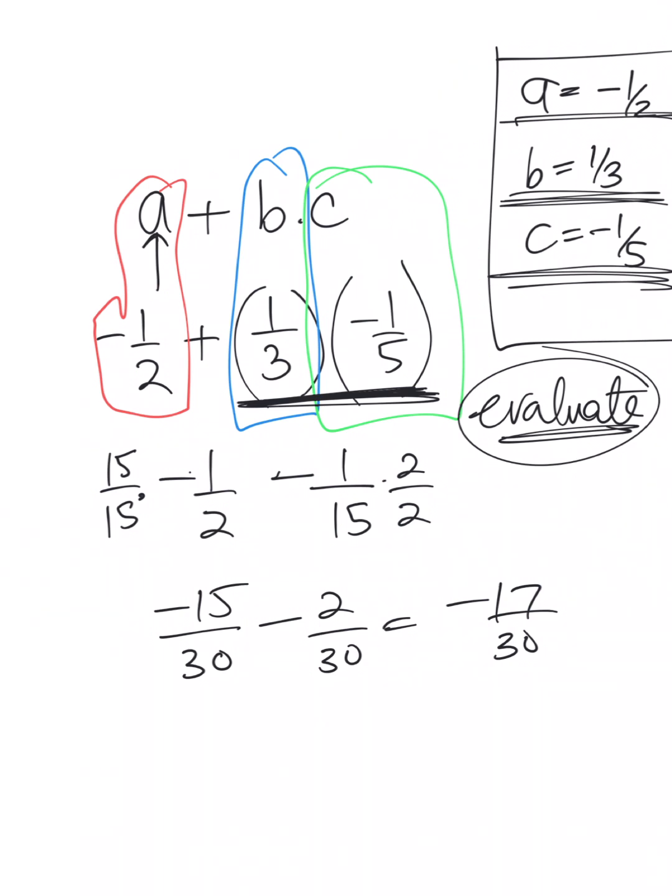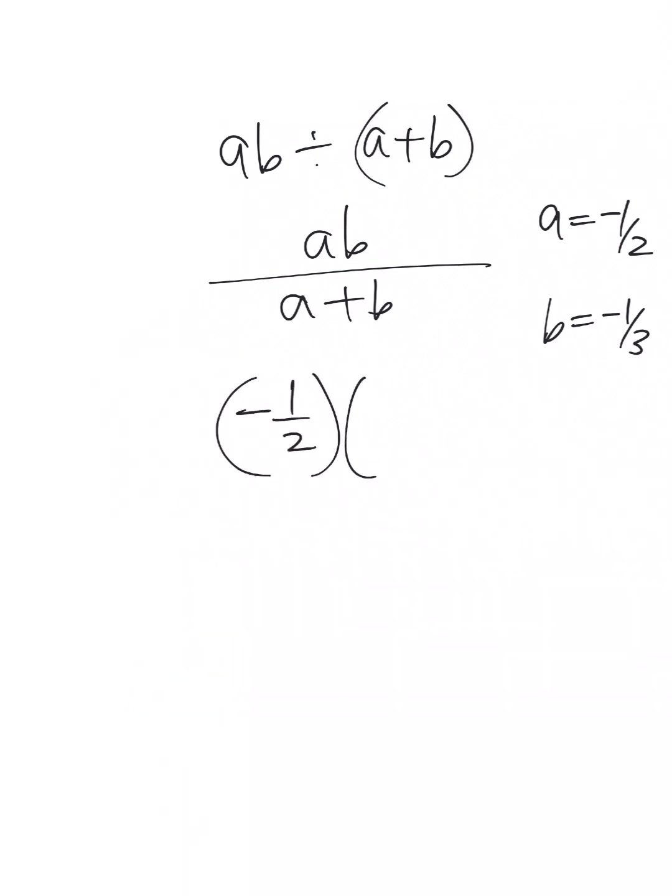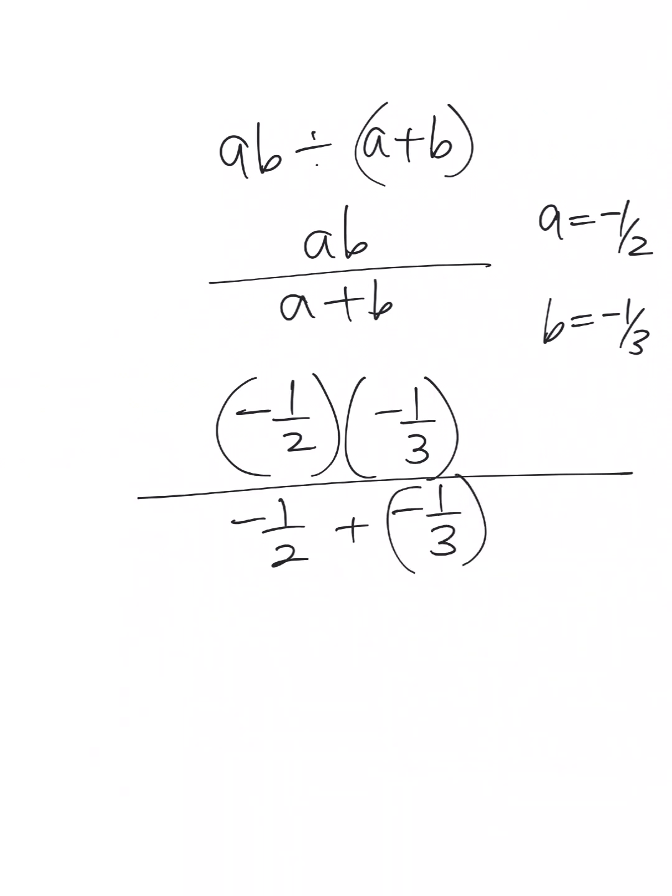Very good. So let's look at a more complicated formula now, and let's look at the answer for that one. So we have AB divided by A plus B. Okay, if you have a formula like this, it's the same thing as writing it like this. AB divided by A plus B, and A is equal to negative 1/2, B is equal to negative 1/3. So let's plug in the values here carefully. A is negative 1/2, B is negative 1/3, divided by A is negative 1/2 plus B, which is negative 1/3.